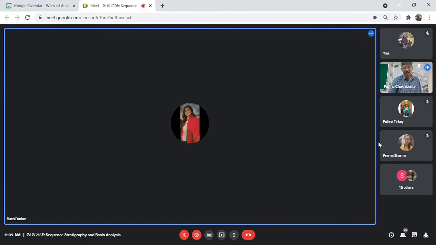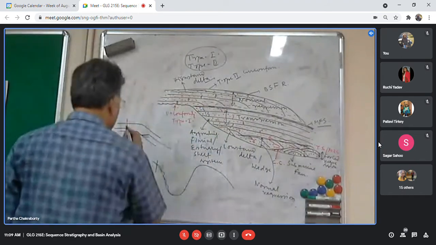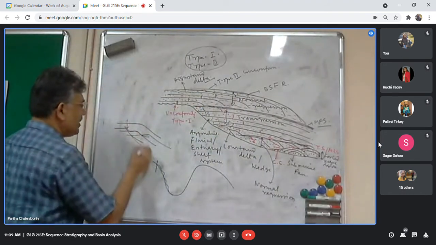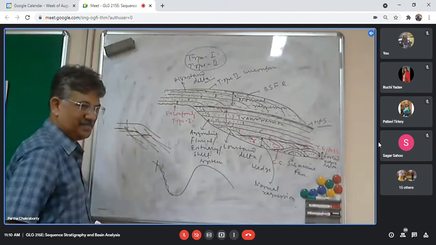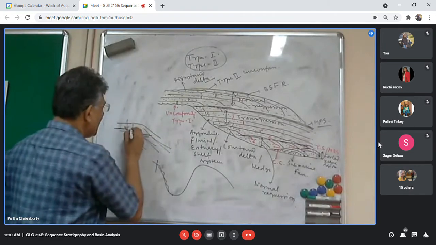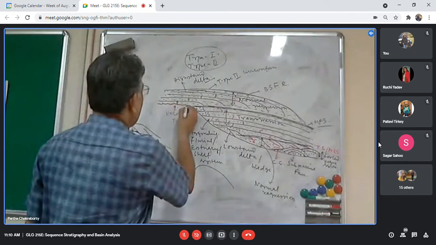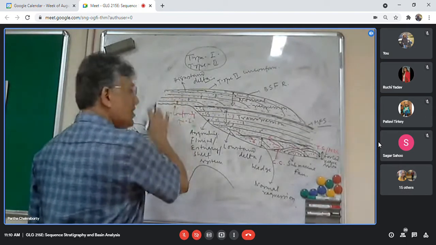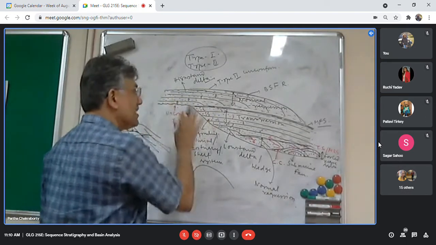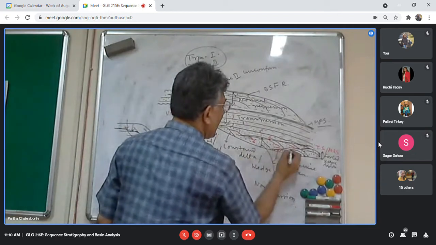Diagram. Diachronous surface. So now you can easily identify that different time planes are cutting across the unconformity surface. So an unconformity is a diachronous surface. And this diachronous surface, the unconformity, is forming in the shallow coastal part of the seafloor as the base level is falling. And this unconformity, this is actually the correlative.